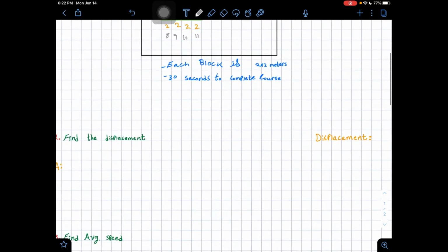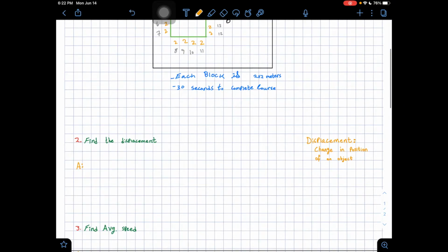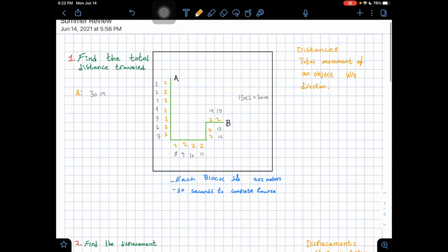Number 2 is asking us to find the displacement. Displacement is the change in position of an object. So basically, we want to see how far it traveled from the starting point, which is right here at A, to the ending point here at B. So let's go ahead and clear this up and then work out number 2.